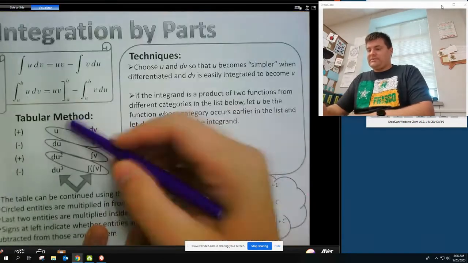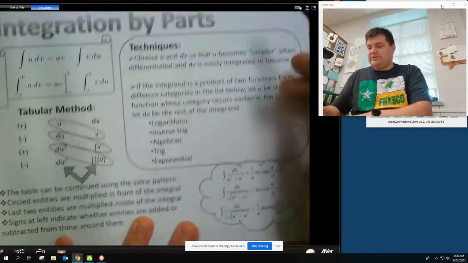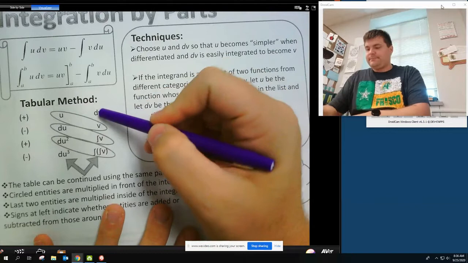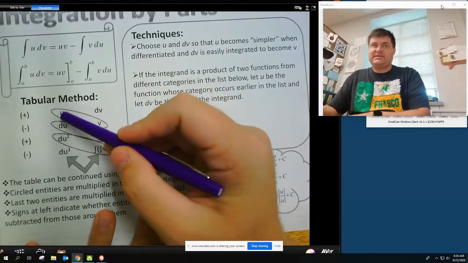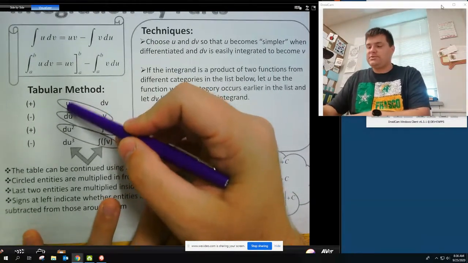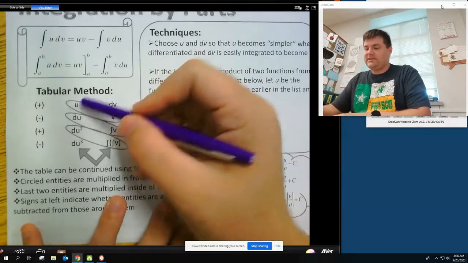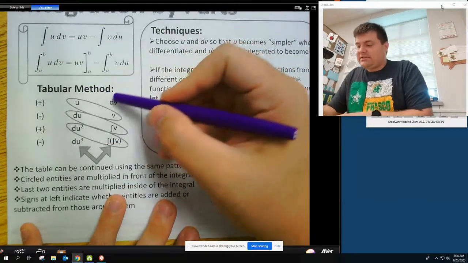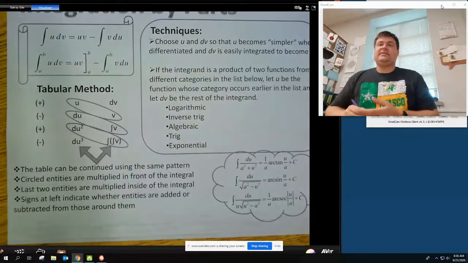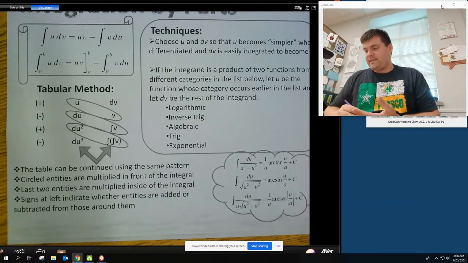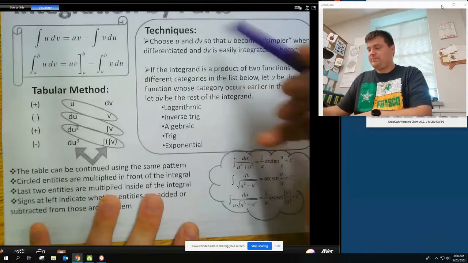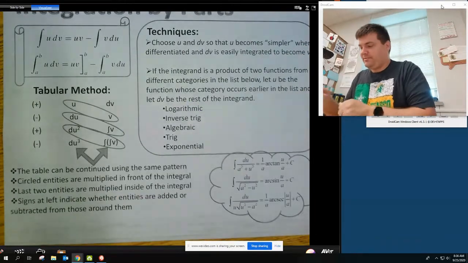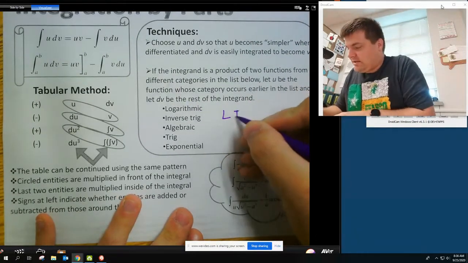Or the other way is to use the tabular method. And what you're going to do here is you pick your u and you pick your dv. Your u is something that's easy to take the derivative of. So you don't ever want to pick anything that's tough. And your dv needs to be something that's easy to take the integral of.